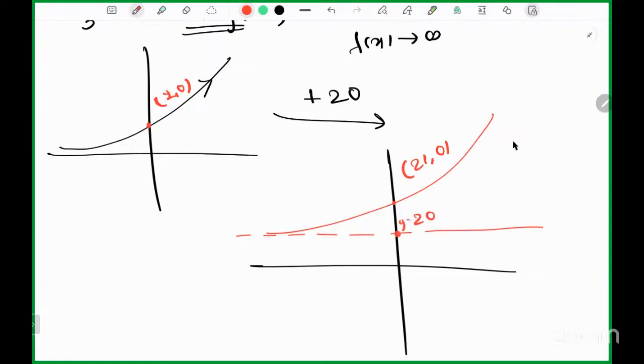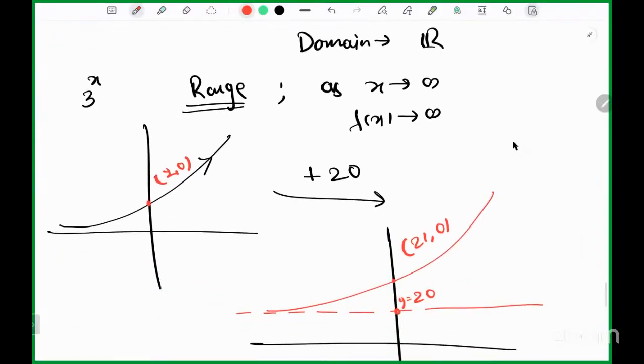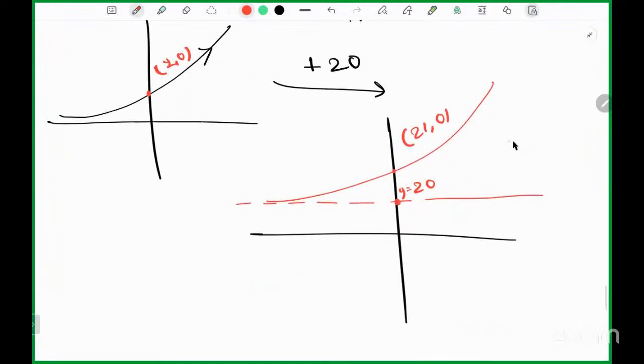So this is y equals 20, because as x goes to minus infinity, 3 to the power x goes to 0. So that means the function will go to y equals 20. So here your range will become the open interval 20 to infinity. Okay, so the domain is the whole real numbers and the range is the open interval 20 to infinity.